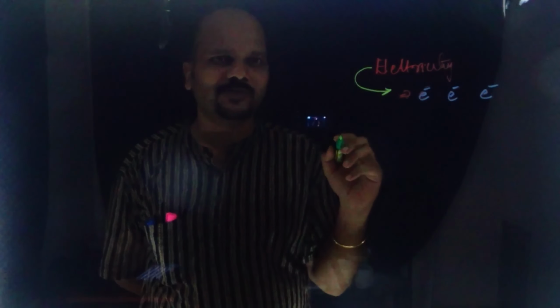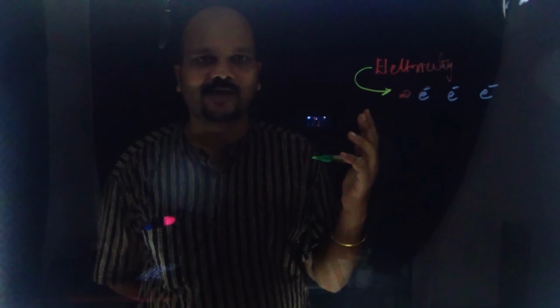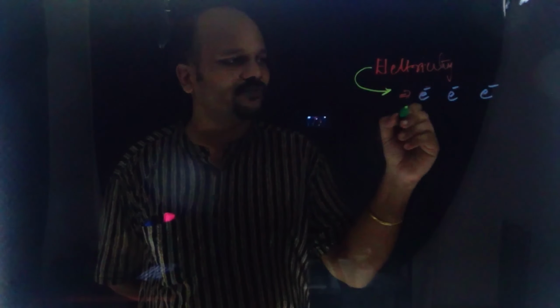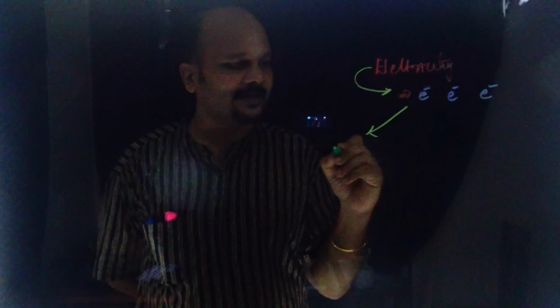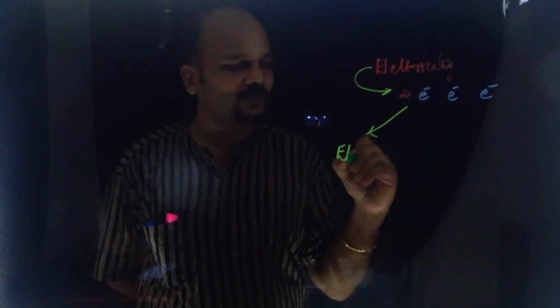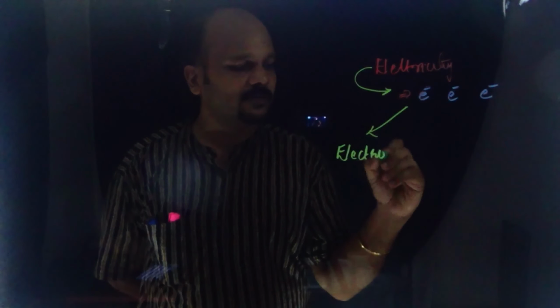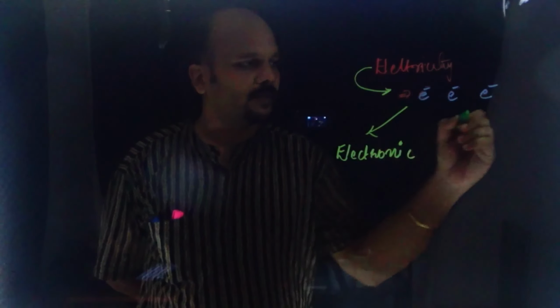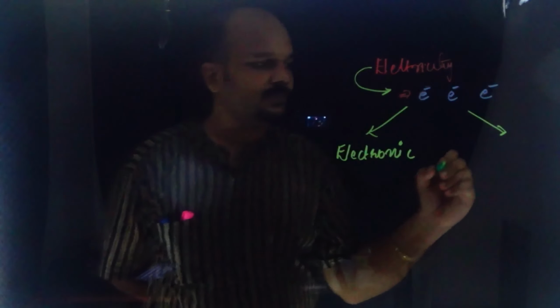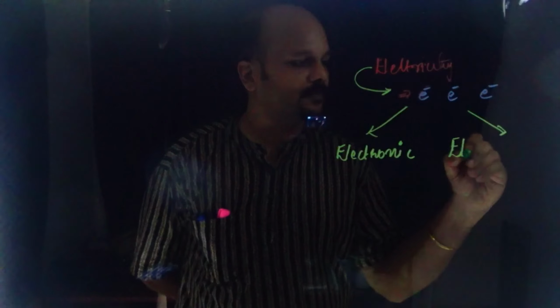Here we need to talk about electricity. We are all familiar with electricity. What is electricity? Actually, it is nothing but the flow of electrons. There are two ways electrical conduction can happen. One is electronic conduction. Then the next one is electrolytic conduction.